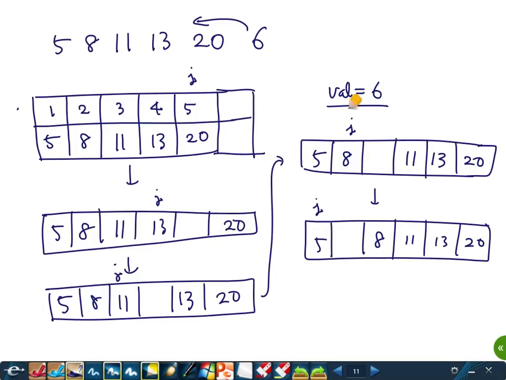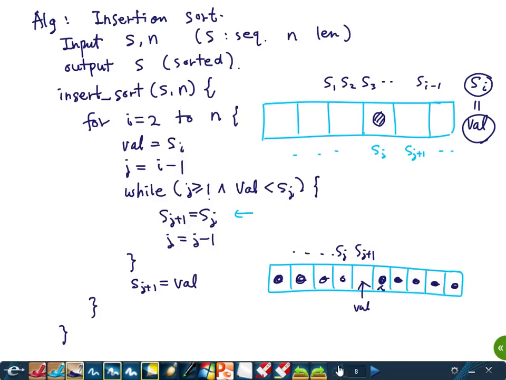And then compare Sj and val. Which one's bigger? Val is bigger, right? Sj is 5, val is 6. That means the condition for the while statement is not true anymore, right? This is not true anymore. Val is bigger. That means we don't do anything in this statement. The while loop is now terminated. So this is done. We go to the next line.